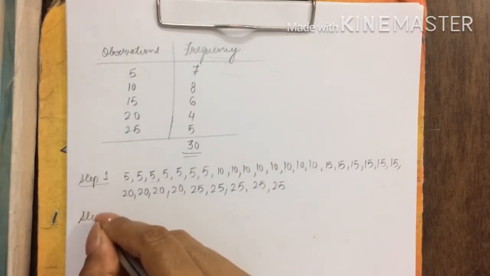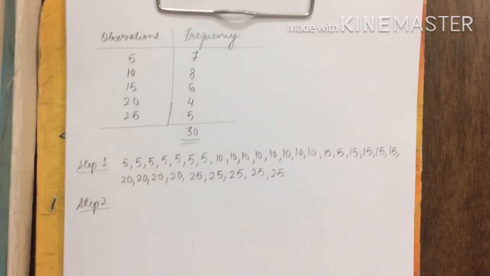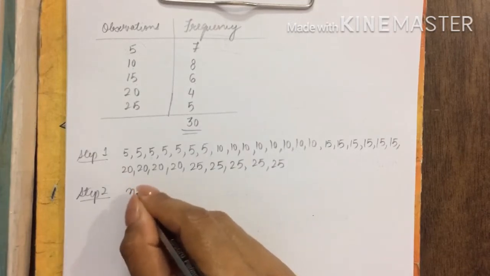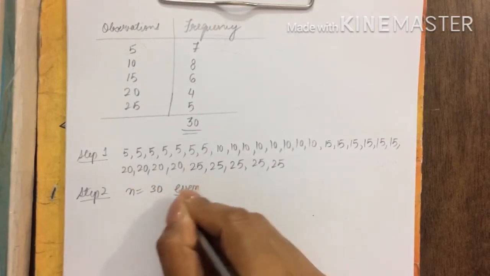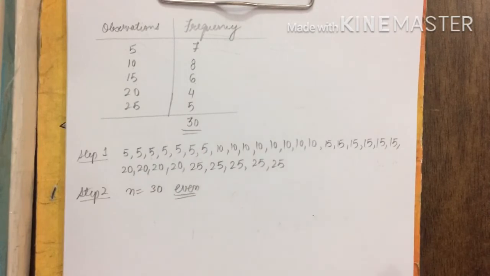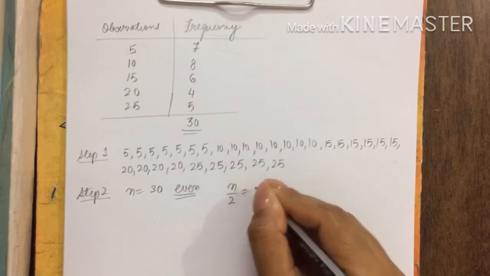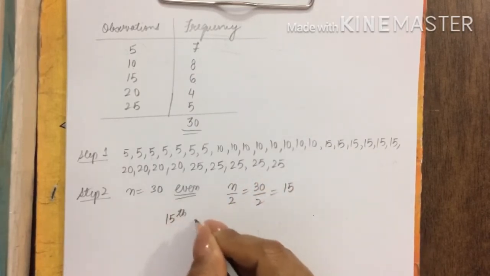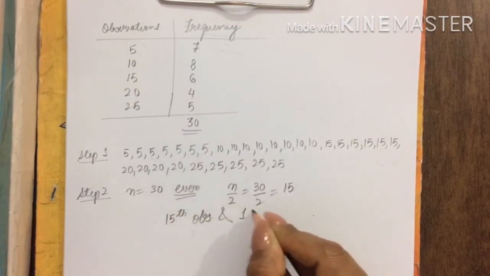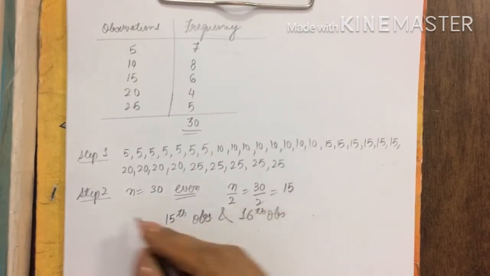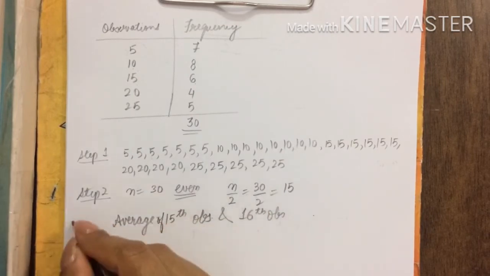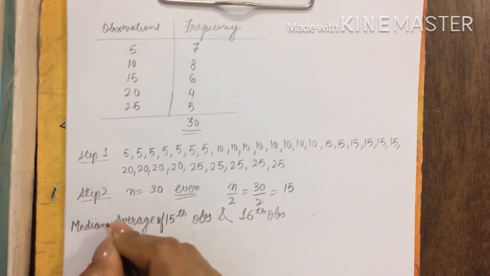Step number 2 is to apply the formula, depending on whether n is even or odd. So n here is 30, which is even, so I need the value at the half and the next one, then I find their average. Halfway means 30 by 2 gives me 15. So I need the 15th observation and the next one, the 16th observation, and I will calculate their average. And this will tell me what the median is.